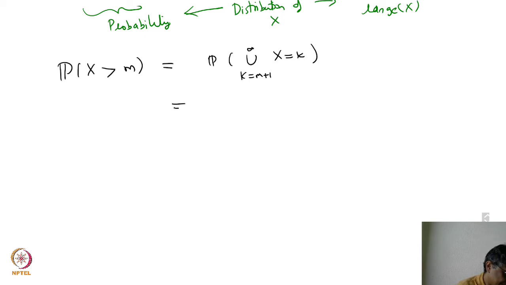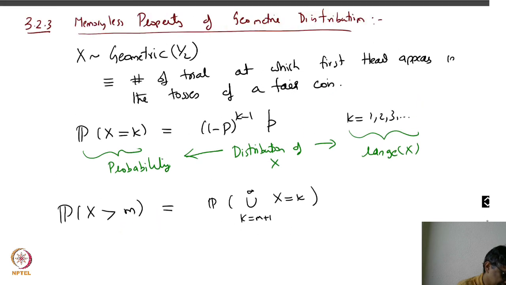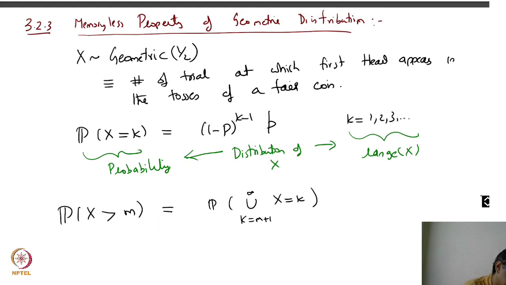That's the same as, if you use the axioms of probability, axiom 2, the sum from k equal to m plus 1 to infinity of the chance that X is equal to k. So all this is well defined. We know what X equal to k is in our case. Let me backtrack a little bit. Since I had a fair coin, my p was a half. In my example, p was equal to half.